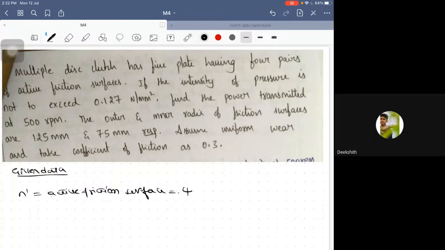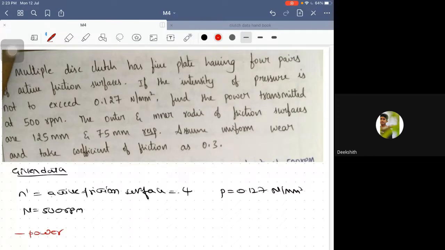Now, next thing that is given is the intensity of pressure is not to exceed 0.127 Newton per mm square. So I will take that value. So P value is given, 0.127 Newton per mm square. Next, find the power transmitted at 500 rpm. So N value is given, 500 rpm. So parallelly, he is asking us to find the power.